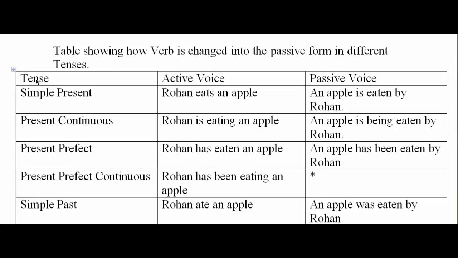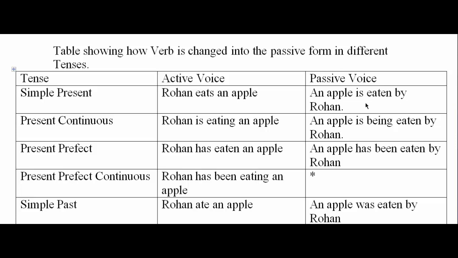All right. So, tense: active voice, passive voice, simple present. In the active voice, Rohan eats an apple. Now, this will be changed into the passive voice in simple present: An apple is eaten by Rohan. Notice what is changing: is eaten. We have the preposition by and the agent, or the object, Rohan.